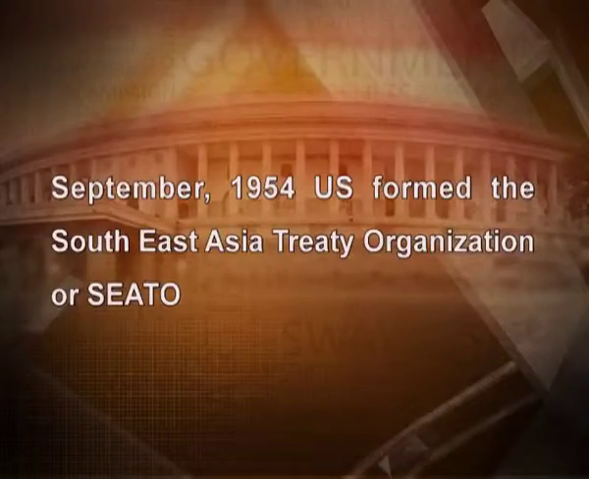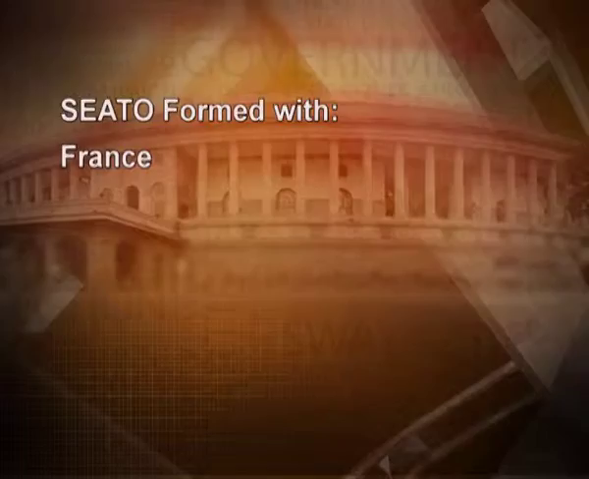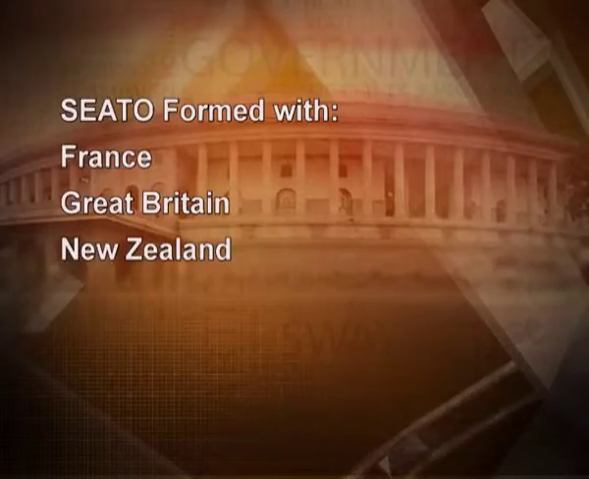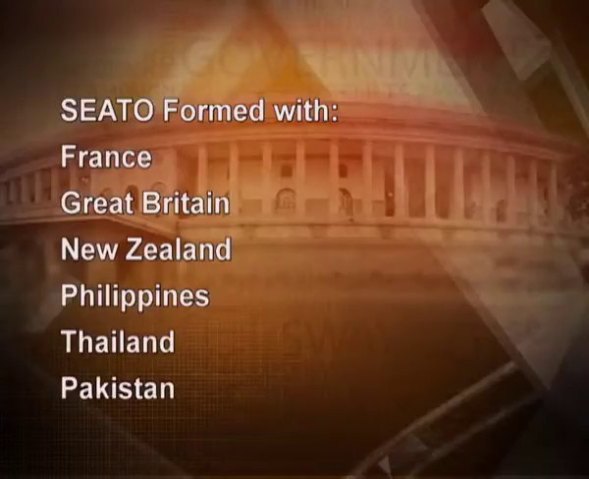On the other hand, the US also intended to extend its sphere of influence, and in September of 1954, the US formed SEATO, that is Southeast Asian Treaty Organization. SEATO was formed along with France, Great Britain, New Zealand, Philippines, Thailand and Pakistan. The purpose of this organization was to prevent the spread of communism in these regions wherever the countries were coming from.